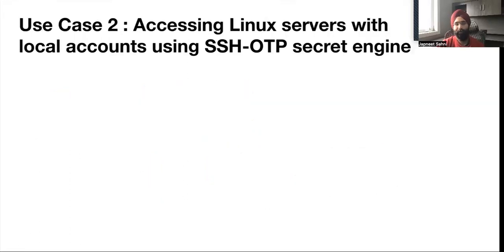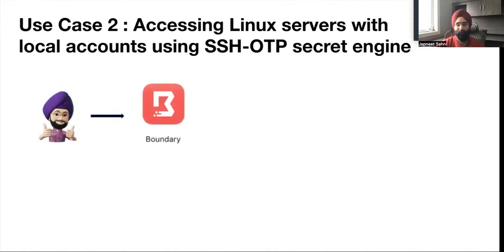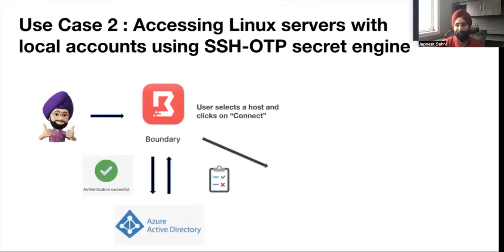Now let's try to understand the other use case, but this time it's for Linux users, right? So what if we have to access Linux servers with local accounts? What we can make use of here is the SSH-OTP secret engine from HashiCorp Vault. So now let's see the workflow here. Same as before, the boundary user goes to the boundary desktop app and authenticates using Azure Active Directory. Once authenticated, he sees the selected hosts which he is authorized to see, right?